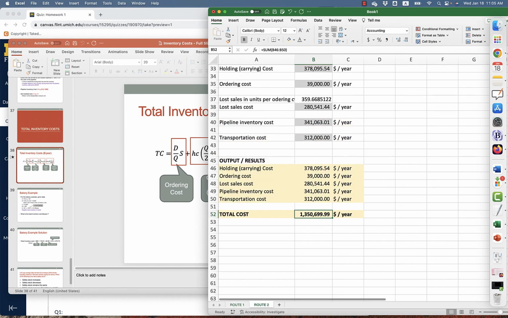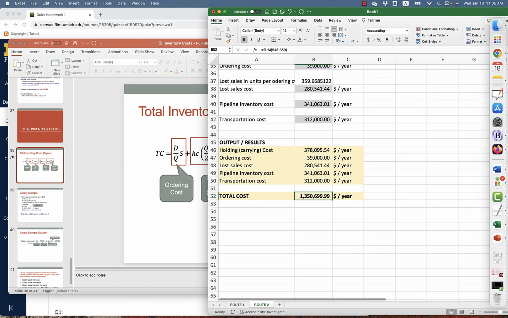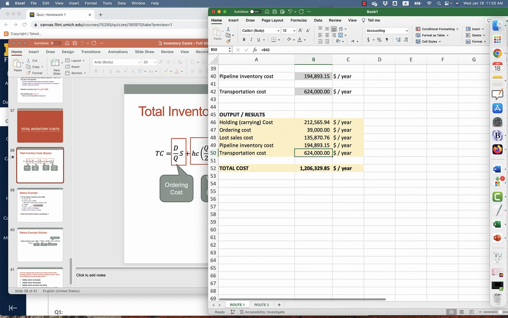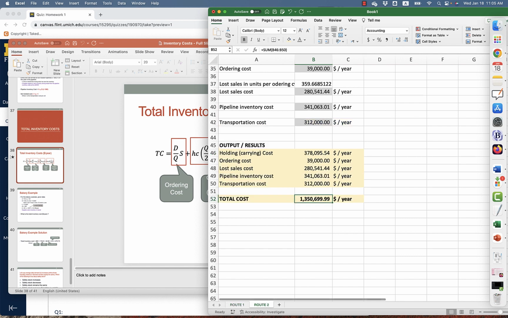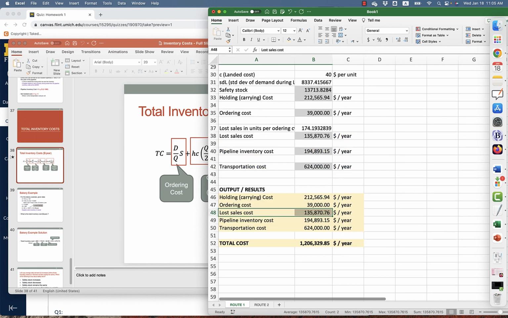This is why it's so important. If James Jetson had not taken my course, he would be costing the company, on just this one product, more than $100,000, about $150,000 a year, more than his salary, by going to the cheaper route. And this could actually cost even more, because look at your lost sales cost. Your lost sales cost was 135. You were just missing out on sales of 174 pairs in an ordering cycle.